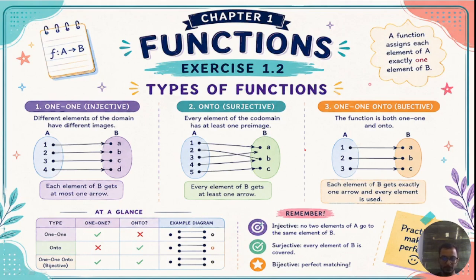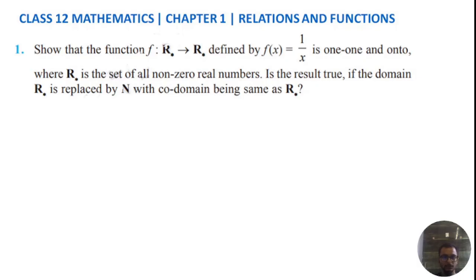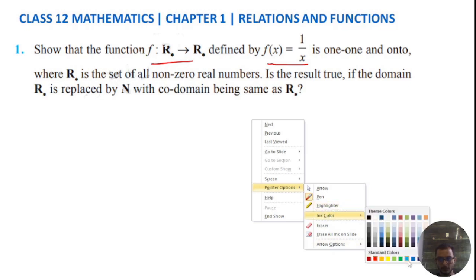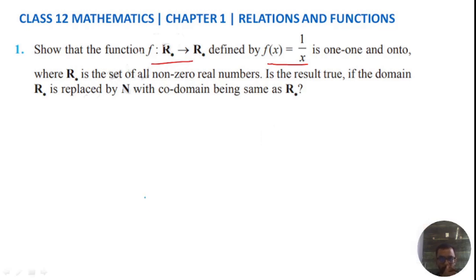So let's do question 1. What does question 1 tell us? The function f from R star to R star defined by f of x equals 1 upon x is one-one and onto, where R star means the non-zero real numbers. Further they are asking, is this result true if the domain is replaced by the natural numbers and the codomain being the same as R star? Okay, so let's do it.